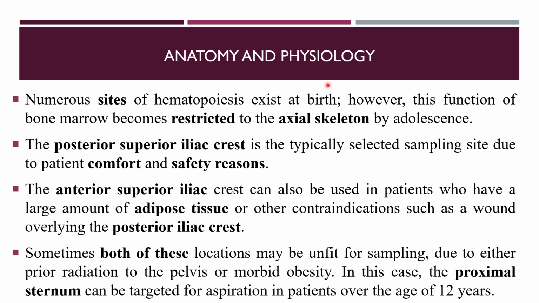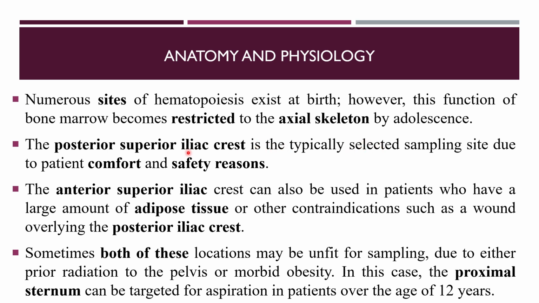Before going into the procedure part, you should first understand from where the bone marrow aspiration cytology sample is collected. Whenever we are born, there are multiple sites of hematopoiesis. Hematopoiesis means blood cell production. Slowly it becomes restricted to the axial skeleton, that means the main skeletal part or bones present in our body.